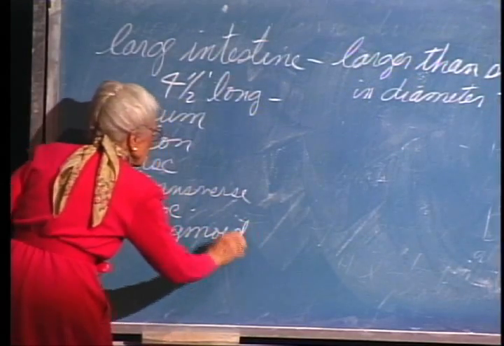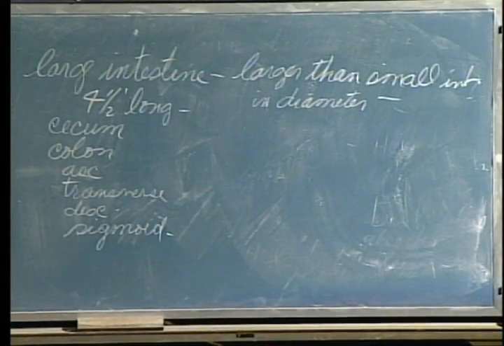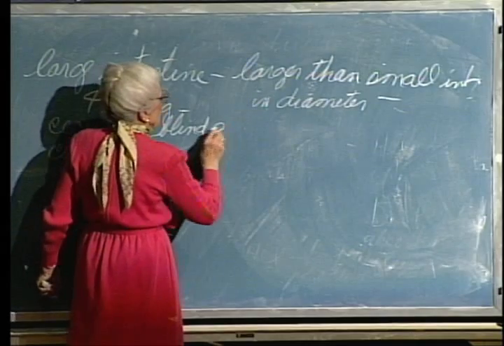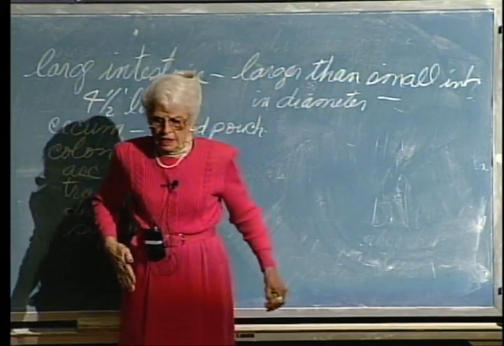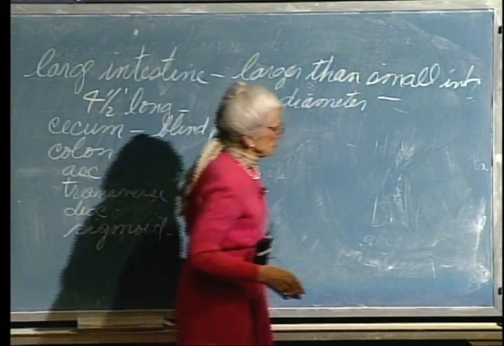Where did we have a sigmoid structure before? Pardon? The venous sinuses in the skull, right? Remember those, the sigmoid sinus. Here we've got a sigmoid colon, so it's S-shaped. That's all it's telling us. So the cecum will be a blind pouch. And it begins in the right lower abdominal quadrant.